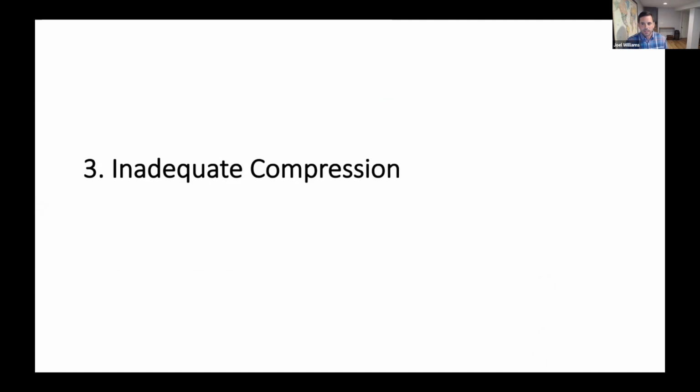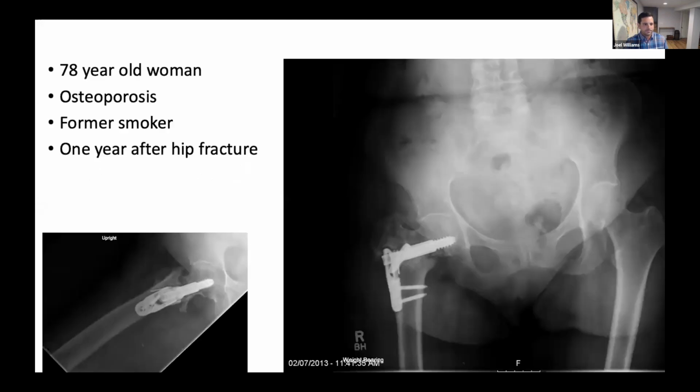Pitfall 3 is inadequate compression. Just as Roger said a number of times, and Keith said a number of times, you have to find a way to compress. With any blade plate angle above 95, I think mismatched compression is a better option than the articulated tensioning device. This is a patient that's 78 years old, or she was 78 years old when she came into clinic.